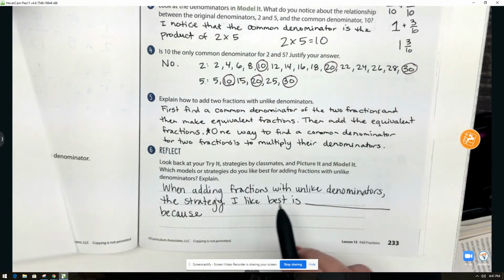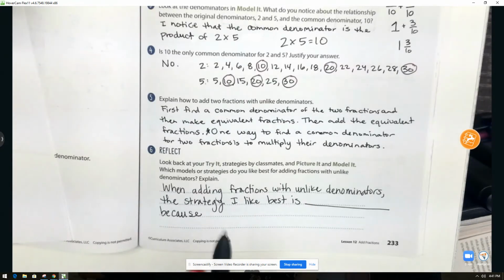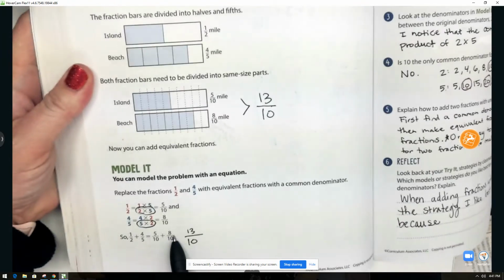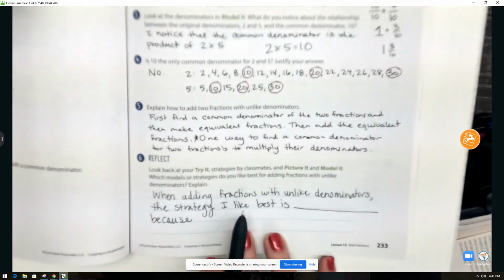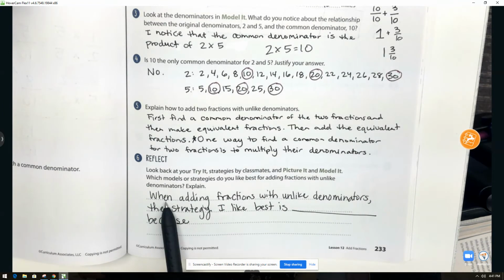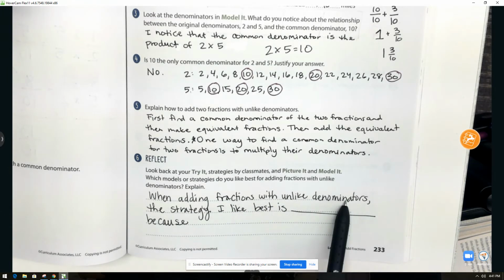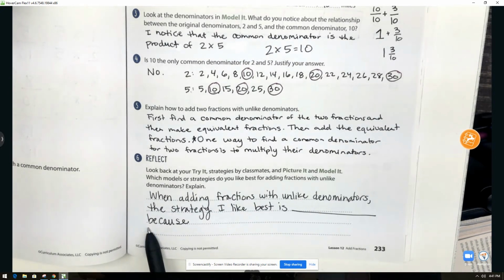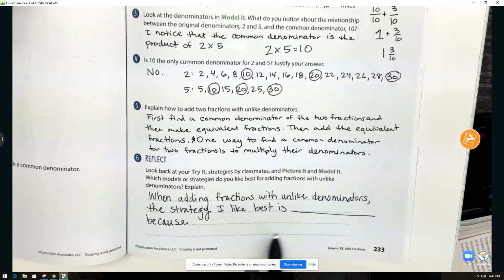Remember, one way to find a common denominator for two fractions is to multiply their denominators. So after you write that down, I want you to reflect back on the two strategies we practiced today. We practiced using a fraction bar, and we practiced using equations to add fractions with unlike denominators. So when adding fractions with unlike denominators, the strategy I like best is, and then tell me either fraction bars or equations, and then say because, and then tell me why you prefer that strategy. Go ahead and pause the video and fill that out now.